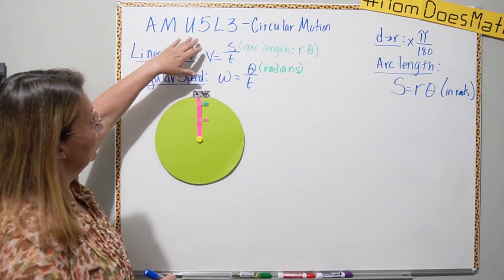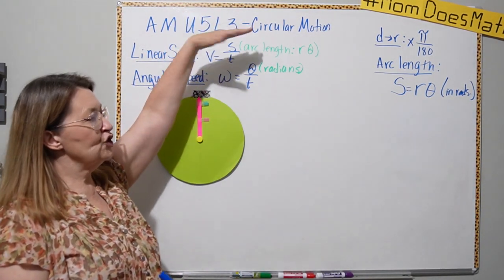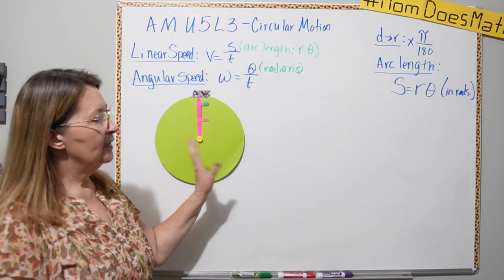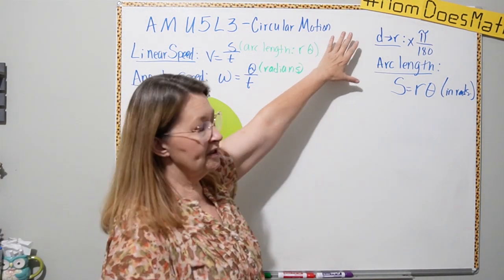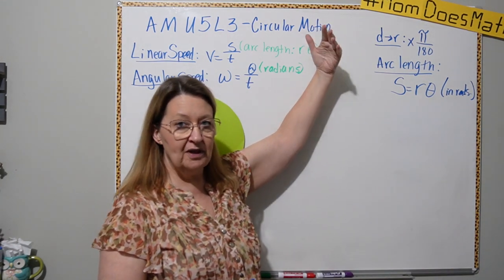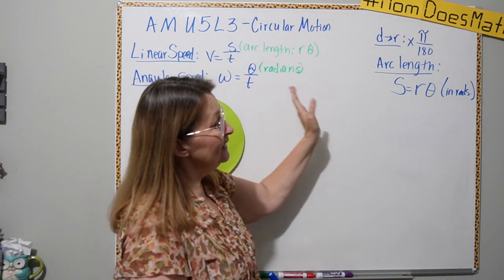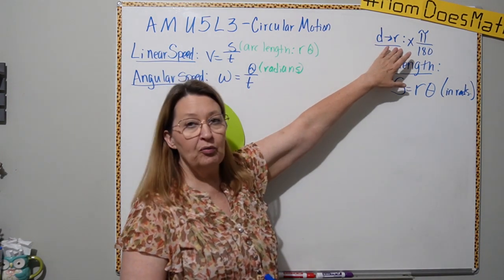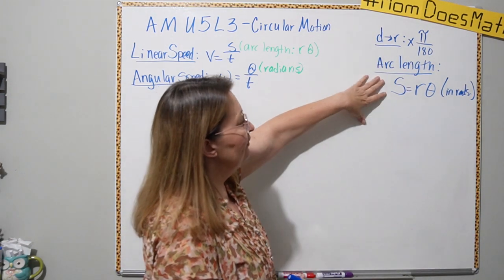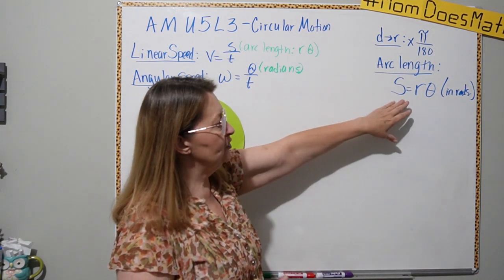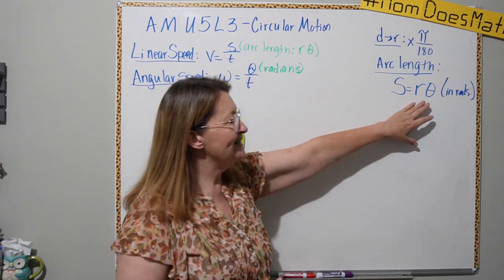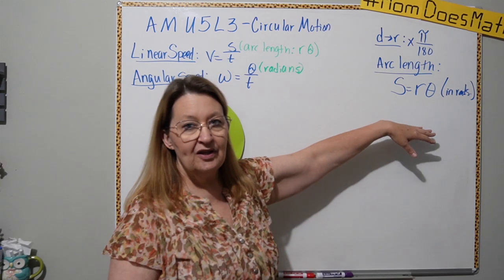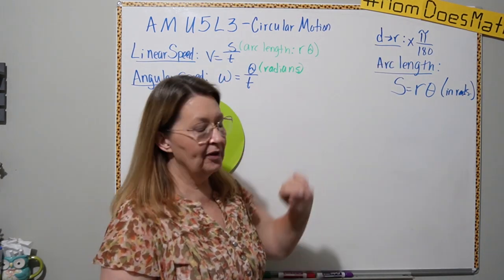So this is AMU5L3, and we're going to talk about circular motion. So that's motion in a circle. Now we are going to be using some of the formulas that we've picked up in the first two lessons, mainly changing degrees to radians, which if you remember, you multiply times pi over 180. And then the formula for arc length, where you multiplied the radius times theta, but theta had to be in radians. So to get that, you were using this formula.